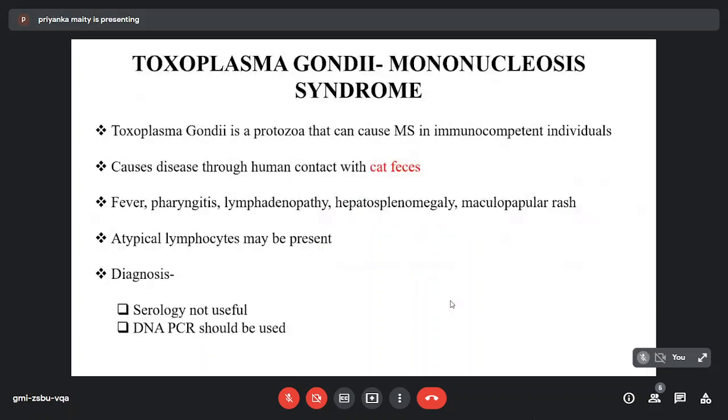Toxoplasma gondii mononucleosis syndrome. Toxoplasma gondii is a protozoan that can cause mononucleosis syndrome in immunocompetent individuals. This disease is caused through human contact with cat feces. It's characterized by fever, pharyngitis, lymphadenopathy, hepatosplenomegaly, maculopapular rash. Atypical lymphocytes may be present. Diagnosis is made by DNA-PCR. Serology is not very useful in these cases.